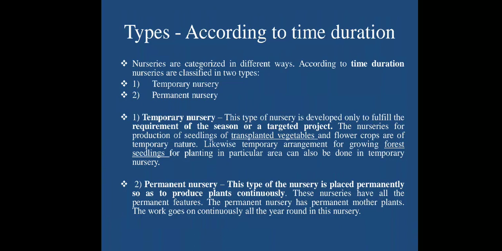Types of plant nurseries according to time duration. First one is temporary nursery, second one is permanent nursery. A temporary nursery is developed only to fulfill the requirements of the season or targeted project. The nurseries for the production of seedlings of transplanted vegetables and flower crops are temporary nurseries. Second one is permanent nursery. In this type, the nursery is placed permanently so as to produce plants continuously throughout the year.